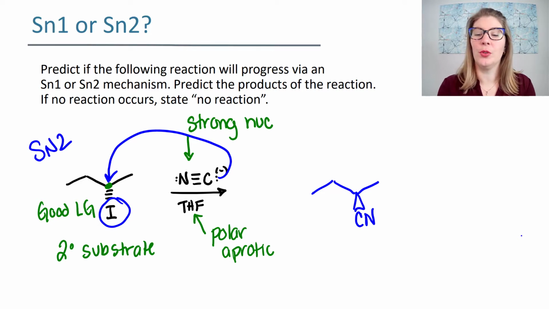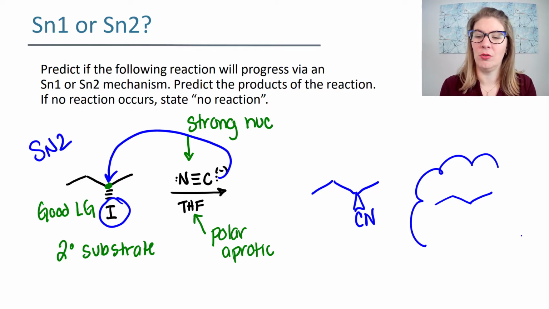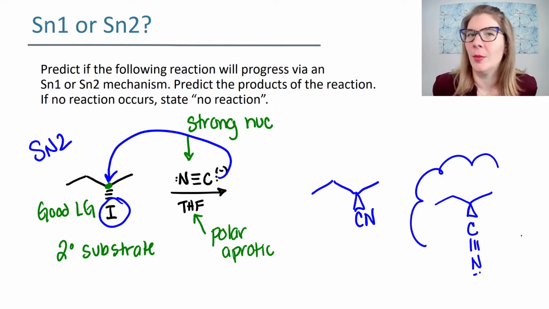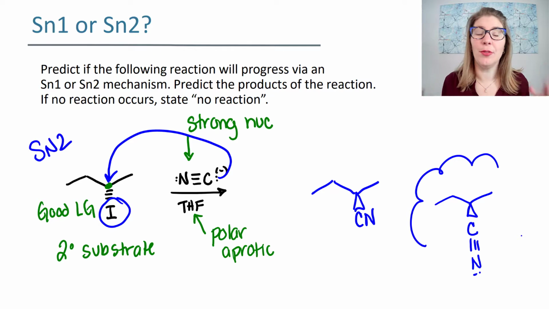You could also draw this with that triple bond still. The reason I didn't is because you're probably going to accidentally forget that it's linear and you're not going to draw it like this. And that's how it should be drawn to illustrate that the carbon nitrogen is a linear aspect to that molecule. So you're going to get full inversion of configuration in this SN2 reaction.